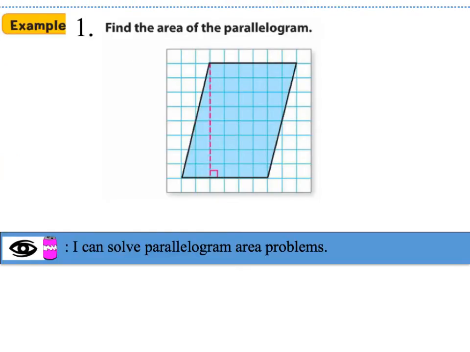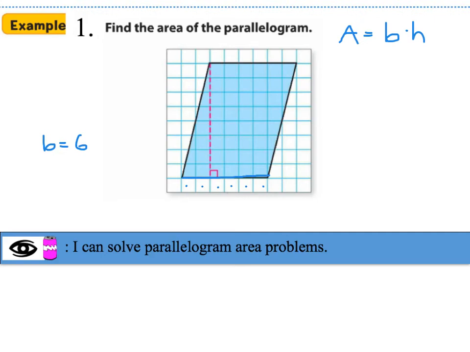For example 1, it says find the area of the parallelogram. So let's go ahead and recall the formula for the area of the parallelogram, which is area is equal to base times height. Now let's take a look at the information we have. The base would be the bottom portion of our little parallelogram here. So if we count the units, we have 1, 2, 3, 4, 5, 6. So my base is worth 6 units long.